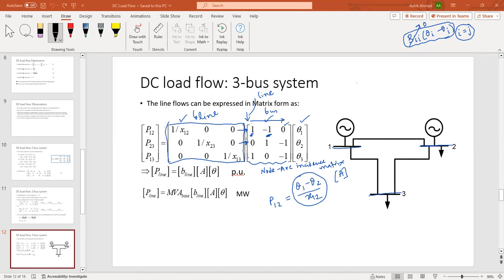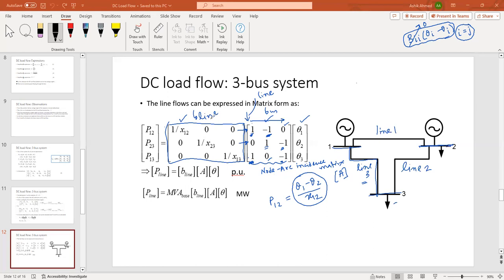Okay, so we are considering this as line 1, this as line 2, and this as line 3. Line 2 is connecting bus 2 and bus 3. Let's say bus 2 is the sending end bus and bus 3 is the receiving end bus. And line 3 is present between bus 1 and bus 3. Again, bus 1 is the sending end bus and bus 3 is the receiving end bus. Bus number 2 is not connected with line number 3 in any way, so it will carry a 0. So this is how we can form the node arc incidence matrix A.